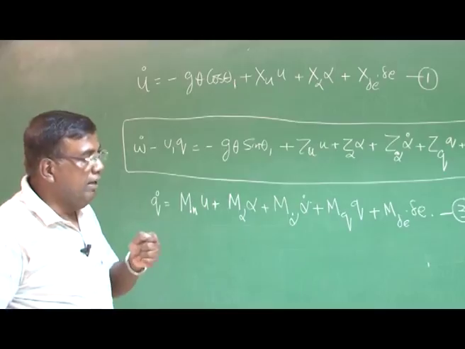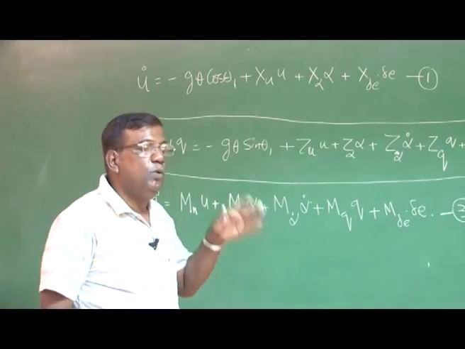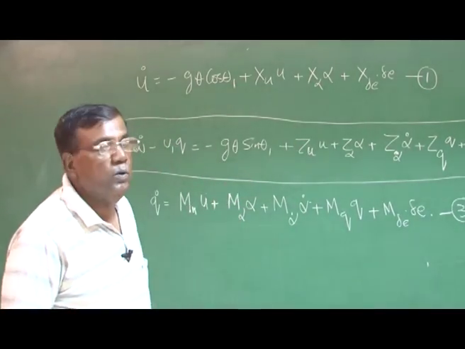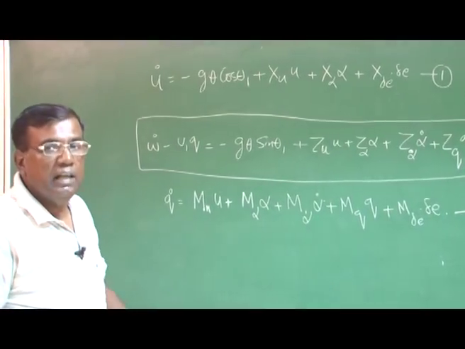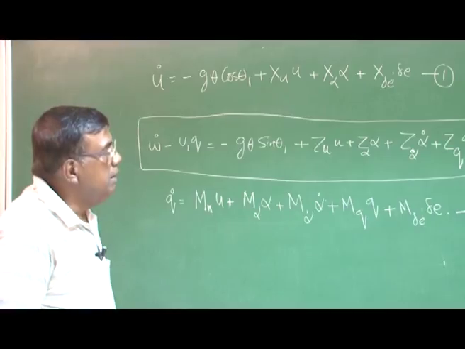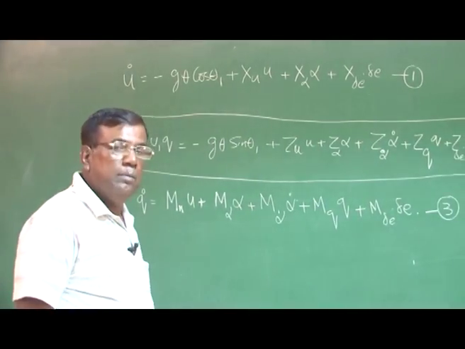For example, if I give a small disturbance and u goes on increasing, that is small u goes on increasing, definitely I know that it is not dynamically stable as far as u is concerned, right? Like that w and q, same logic.